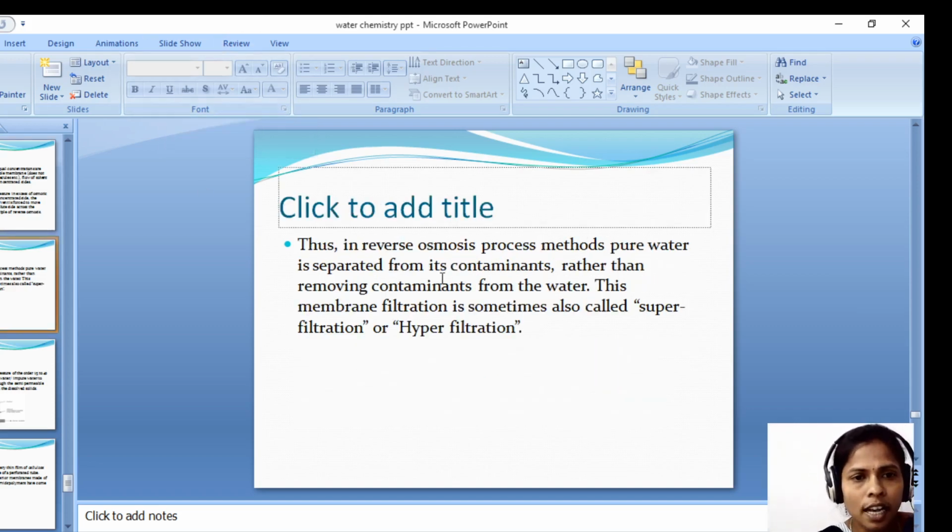Thus in the reverse osmosis process, pure water is separated from its contaminants. Contaminants are nothing but the impurities. We are separating impurities and the pure water, rather than removing contaminants from the water. So instead of removing contaminants, we are separating the contaminants by using the reverse osmosis process. This membrane filtration is sometimes also called superfiltration or hyperfiltration.